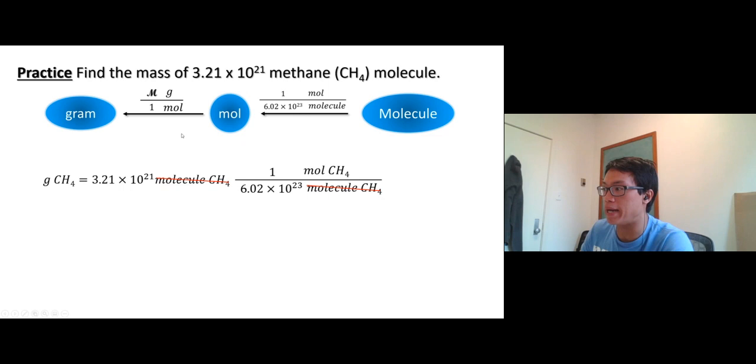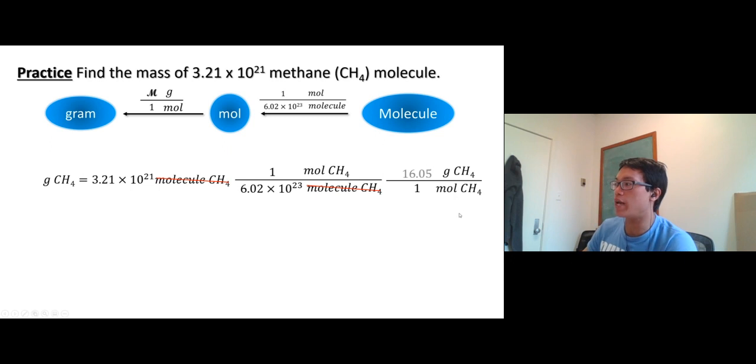So moles to grams, basically using molar mass here. Put moles at the bottom, grams at the top. 1 mole of methane is equal to how many grams? We have 1 carbon, about 12.01. Hydrogen is 1.01 each, and there are 4 of them, so 4.04. Plus 12.01, you get 16.05. Moles cancel out. Do the math here and you should get that number. So 3 sig figs, round it up.